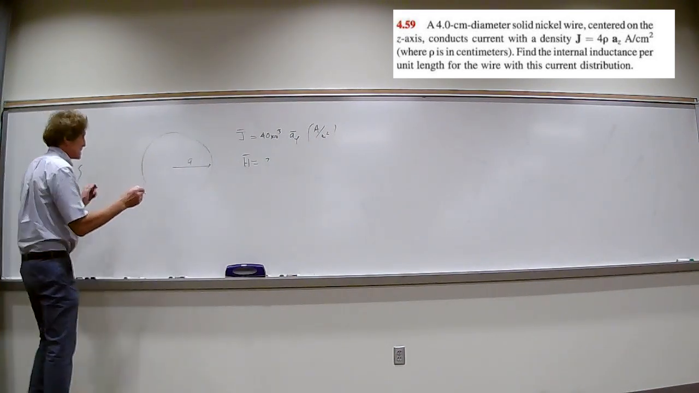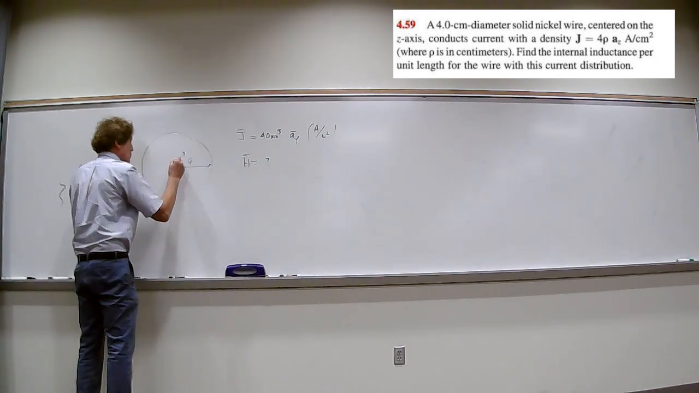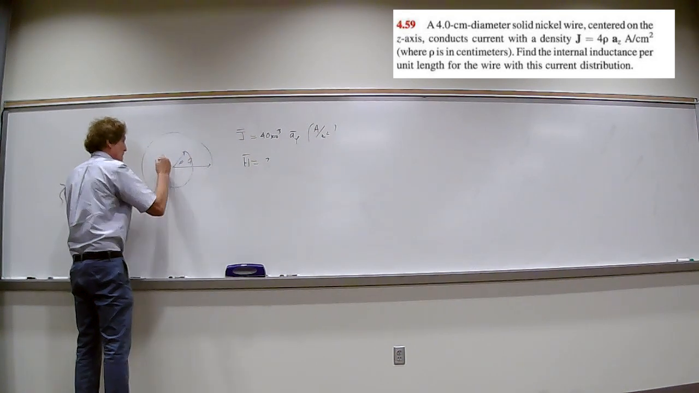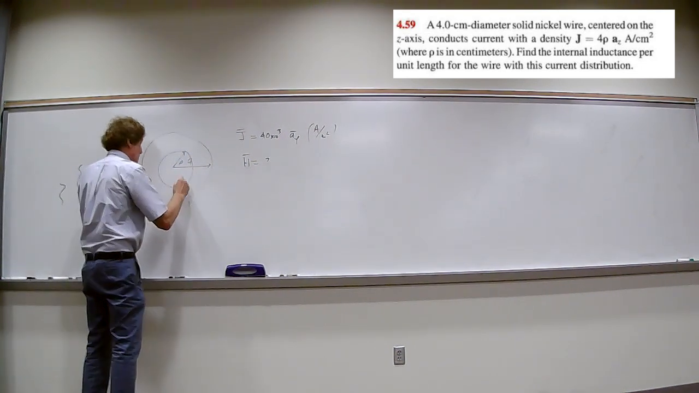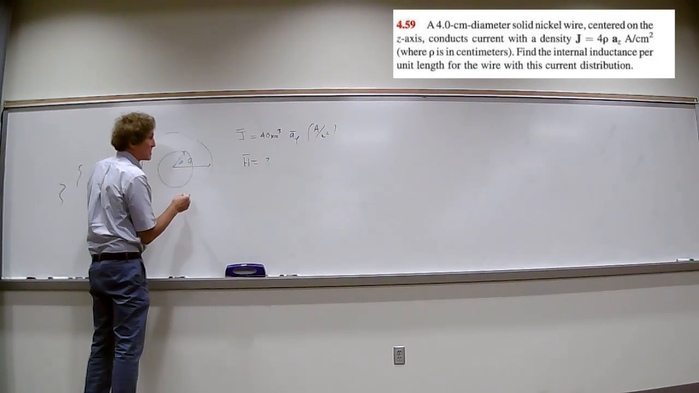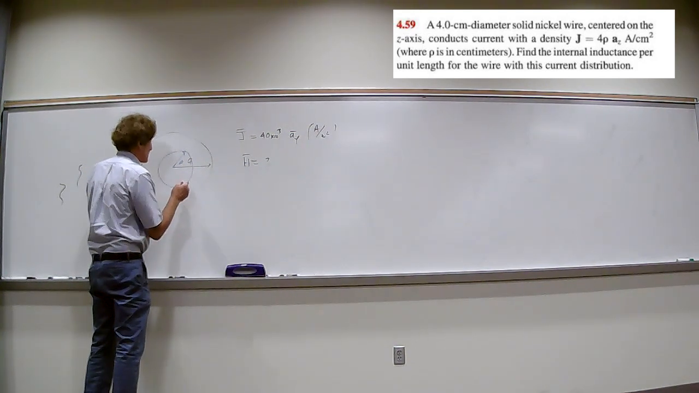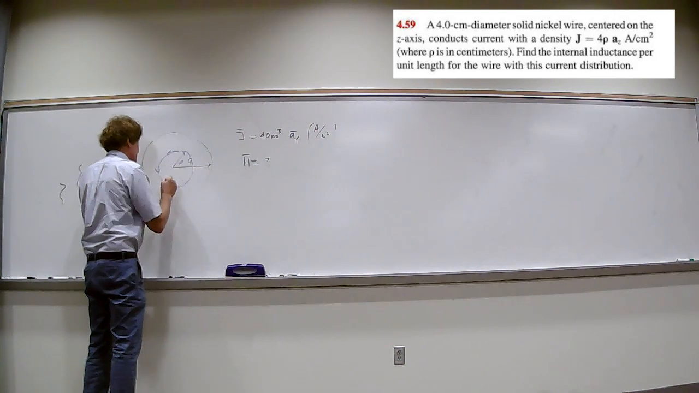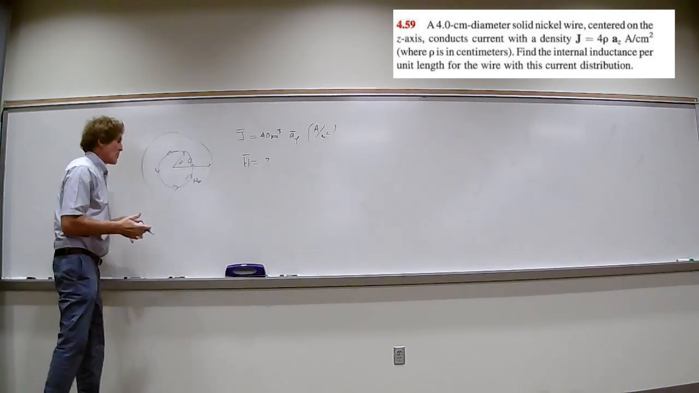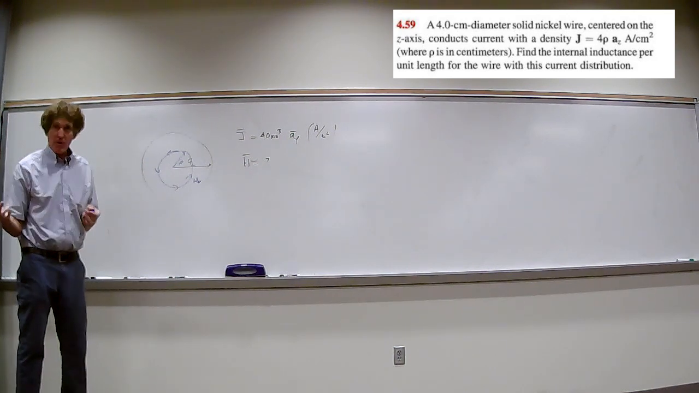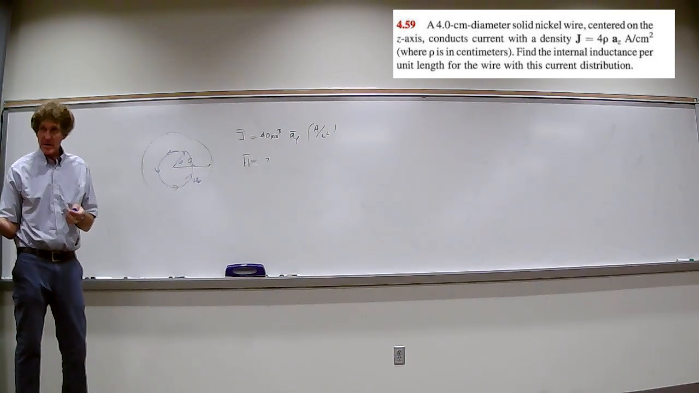We'll go with this. So we come out at distance rho, and now I'm going to draw a circular path. If the current's coming out of the board, then this would be the direction of the H field. But I know that the H field as a function of rho is only in the phi direction because of arguments of symmetry. Is everybody all right with that?